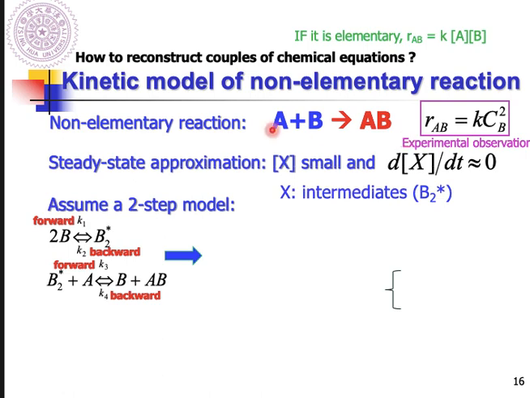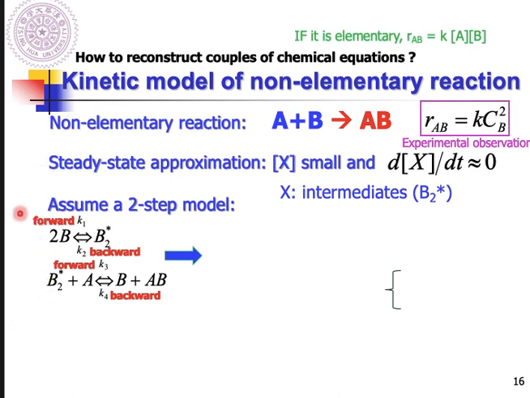Before we do that, we want to address an important assumption here on the intermediate substance B2 star. We assume this intermediate B2 star is at steady state, and the concentration of B2 star is very small, so the change rate or generation rate of B2 star is near 0. This is a very important assumption because this will help us get the concentration of this intermediate. I will show you later.